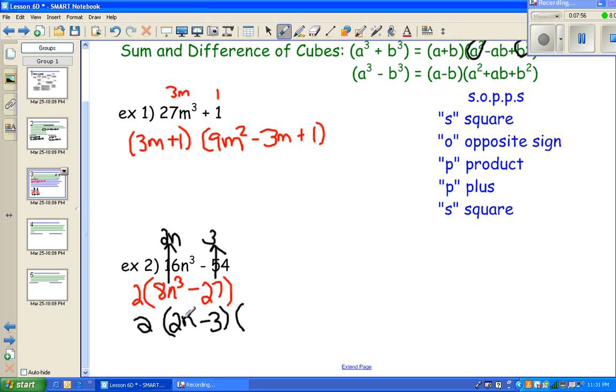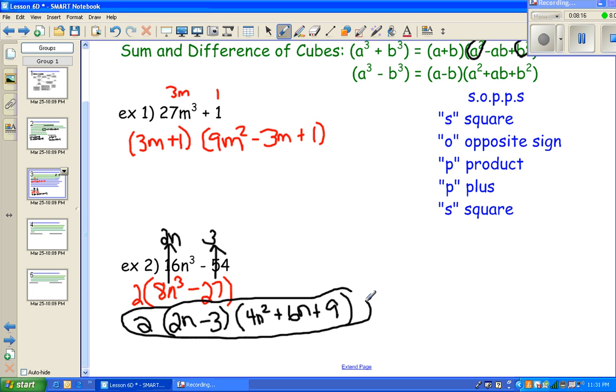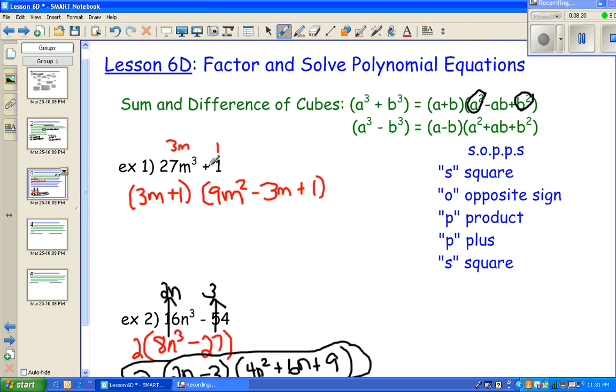And then we're going to do the SOPs. So we're going to square the first guy. We're going to do the opposite sign. We're going to do the product of these two terms. Always plus, and the square of the other guy. And so this whole thing would be our factor. So that's sum and difference of cubes. I did it once with a sum, and the second example is a difference.